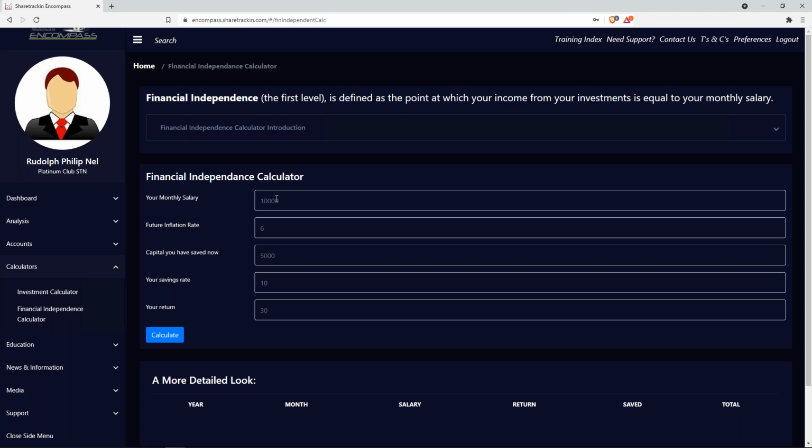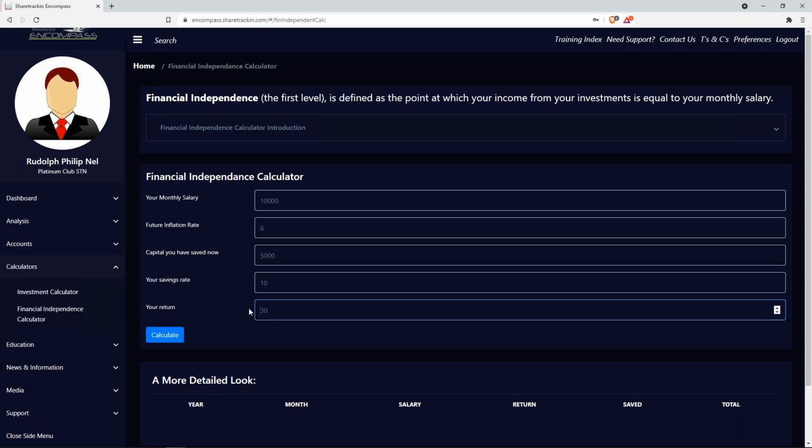So over here it asks you your monthly salary. So let's say a monthly salary of 10,000 Rand a month with the future inflation rate, so the yearly increase on your pay, of 6%, your capital that you've saved so far. Let's say we've saved 5,000 Rand. Your savings rate, so it's like 10% of my salary. So it's like 1,000 Rand a month that I can save. And then my return, what do I basically want to gain per year?